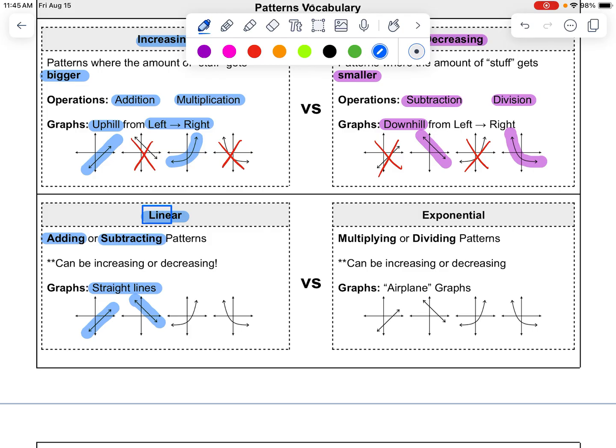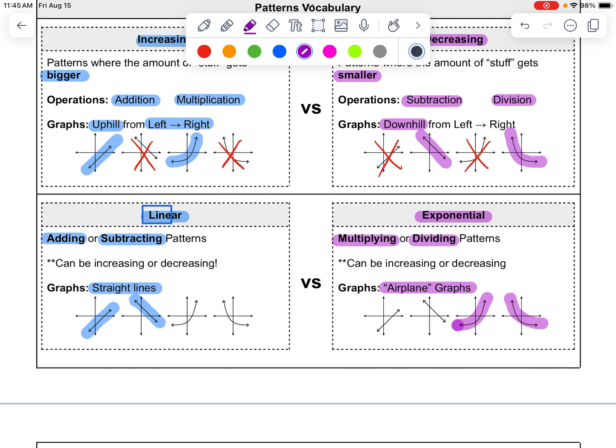Our exponential graphs are going to be when we have graphs that end up looking like a curve. Exponential graphs are going to end up being what we call airplane graphs. They look like an airplane that's either taking off or an airplane that's landing. They're curving, not being straight lines. This is the type of graph that we get whenever our pattern is a multiplying or a dividing pattern. And again, it could be an uphill one or a downhill one. That part doesn't matter. Linear just means line and exponential means airplane.